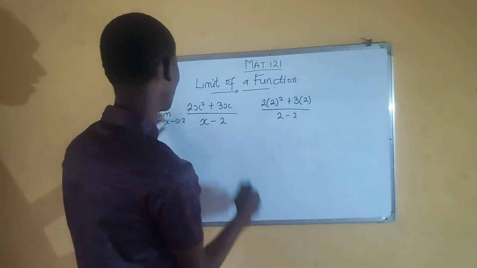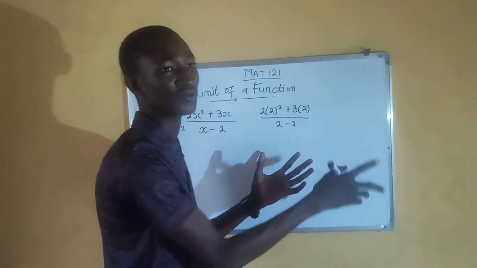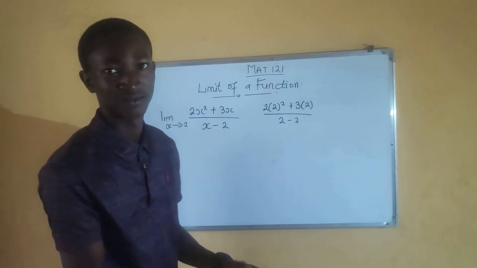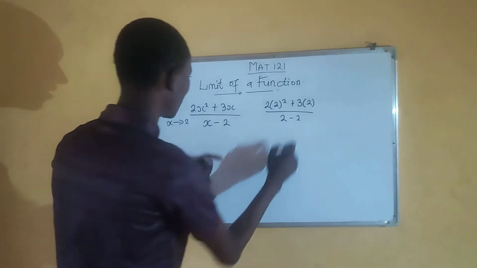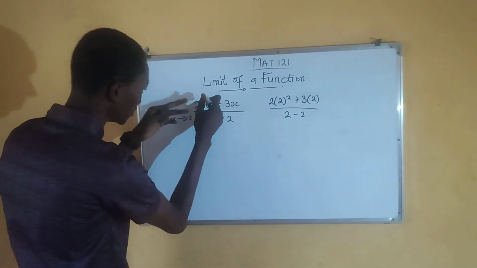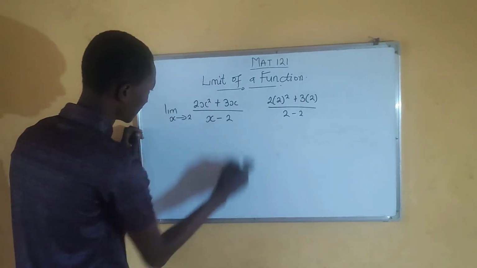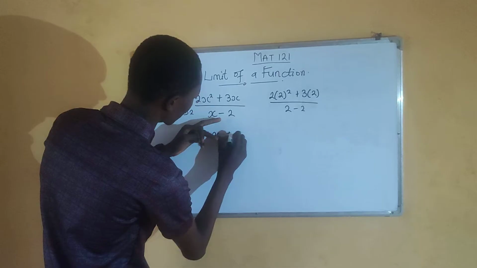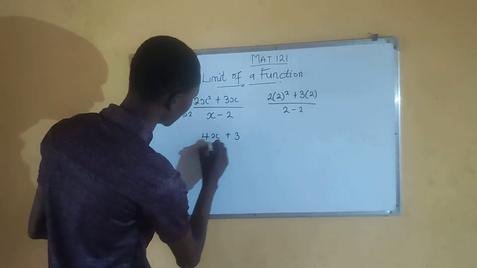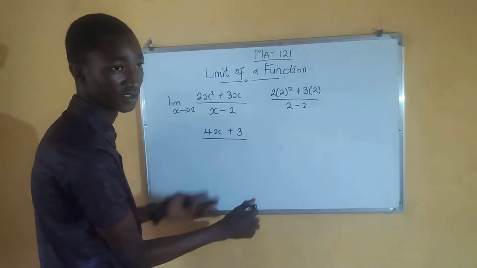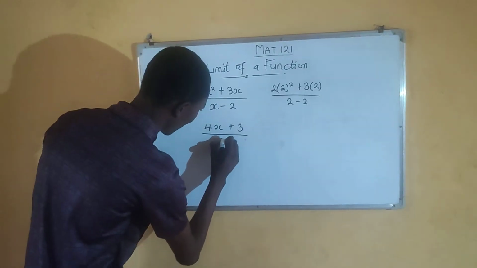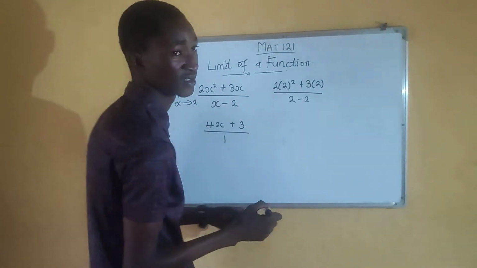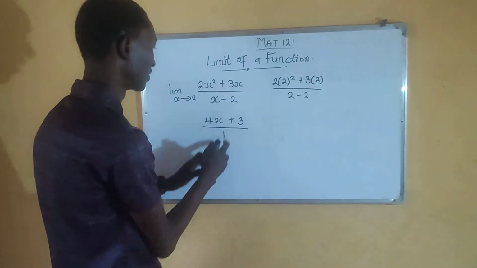And it is done by differentiating both the numerator and the denominator at the same time. So to differentiate both, you differentiate one by one. When you differentiate 2x squared, you get 4x. Then plus, when you differentiate 3x, you get 3. Then you differentiate the denominator. When you differentiate x, you have 1. And when you differentiate minus 2, which is a constant, you have 0. So we did it like this.